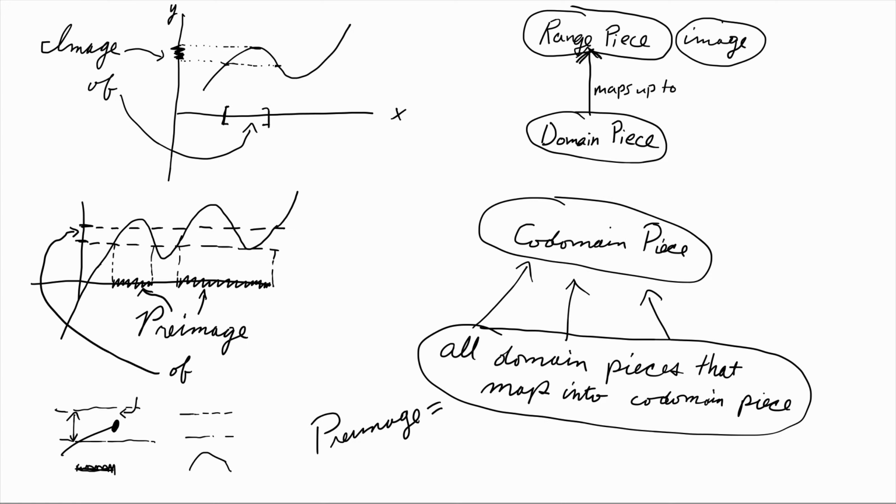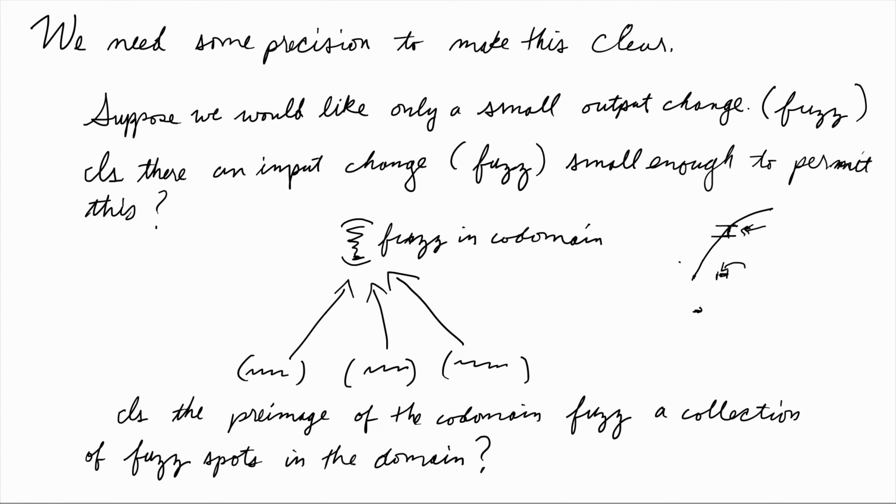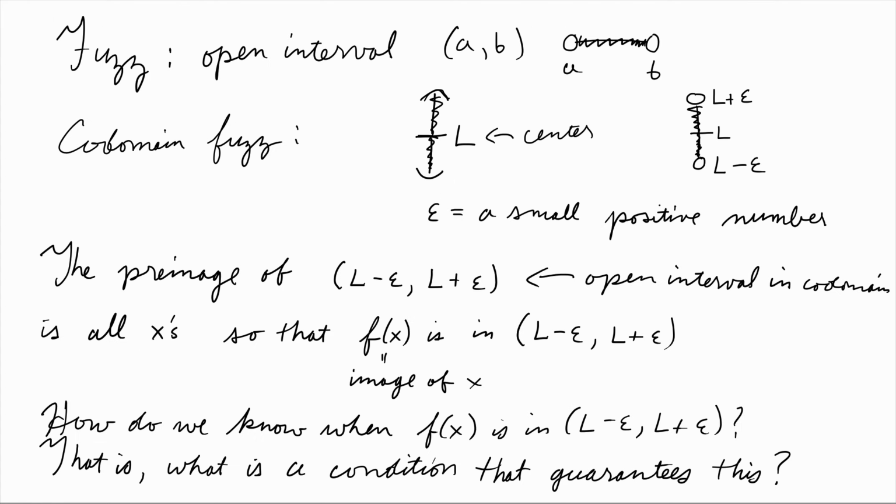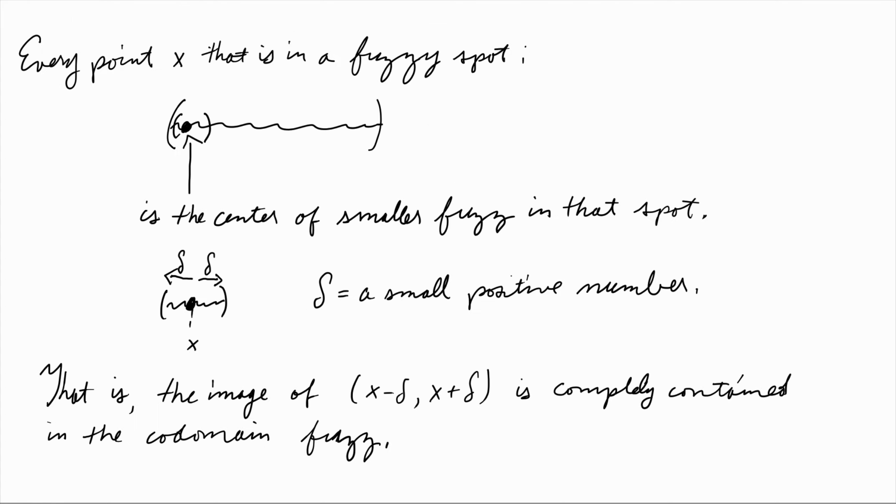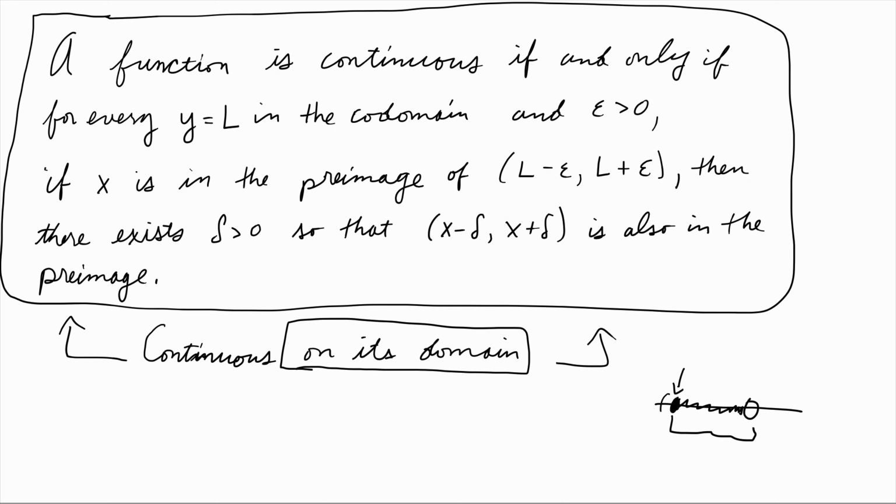In part 1 we talked about some definitions, preimage, codomain, image, and came up with the description of what it means to be continuous for a function on its domain. Pretty much a simple idea is the preimage of codomain fuzz is going to be fuzziness or fuzzy spots in the domain. Whatever that means, please look at part 1.